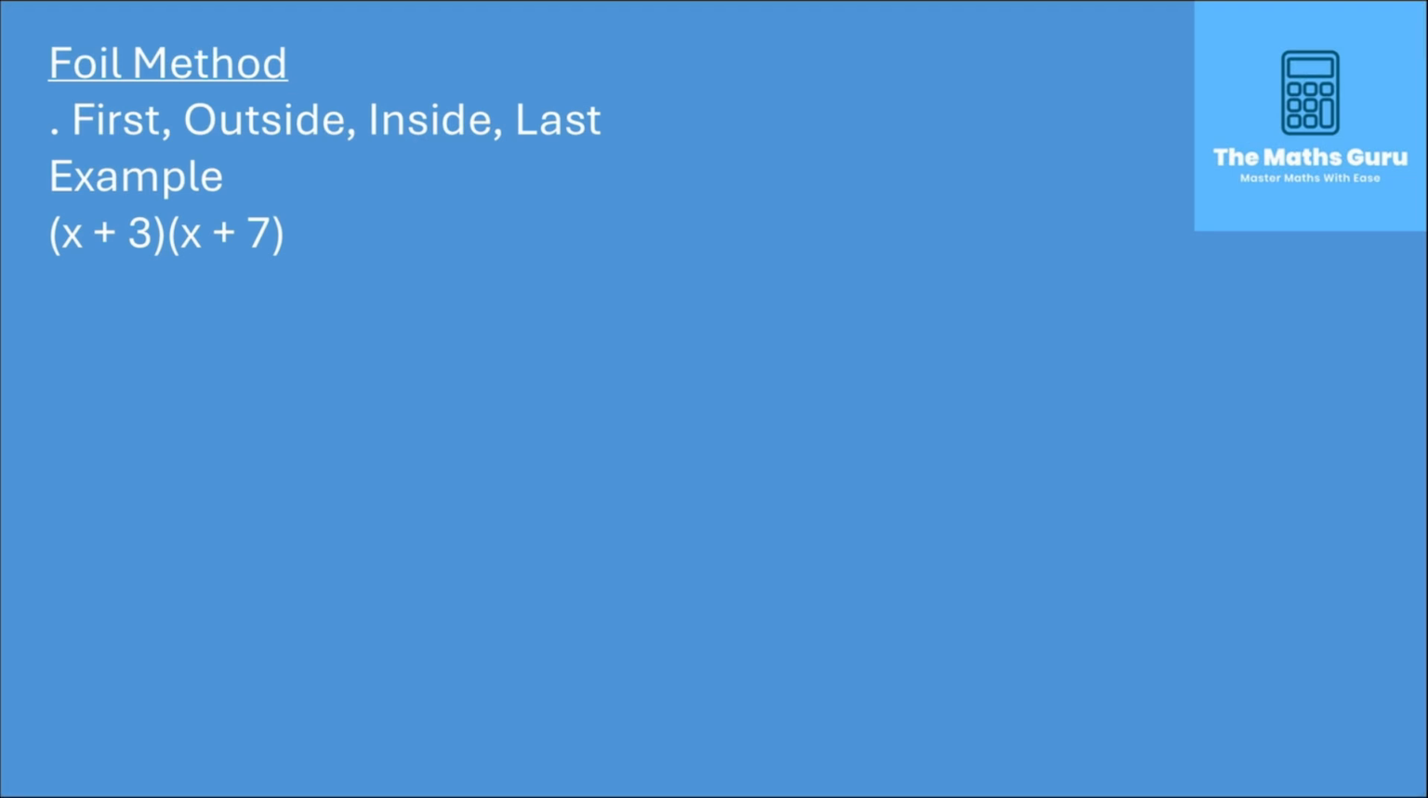The FOIL method is a method we use on double brackets, and it entails multiplying our first terms in the brackets, so our respective first terms, x in the first bracket and x in the second bracket. Then we look at our outside terms. If we were to look at this as one big sandwich, our outside terms will be this x here and this x right here. Now, looking at our inside terms is the next one, as you can see.